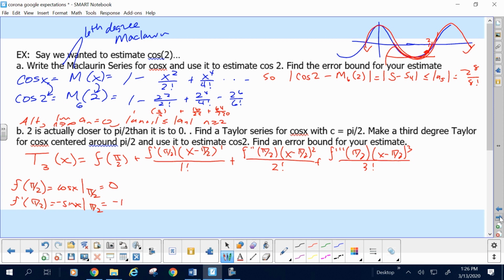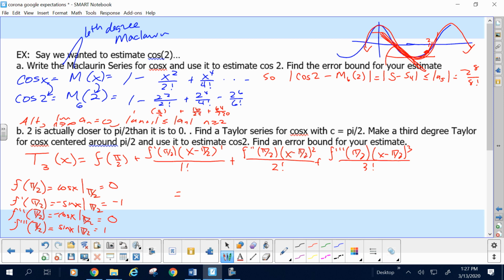Oh, I drew this picture badly. Isn't pi over 2 here? Dummy on this. Sorry, you get the idea. Negative 1 slope, right on. All right, f double prime. What's f double prime? Negative cosine. And what's f double prime at pi over 2? 0. And let's do one more. f triple prime is positive sine at pi over 2, which is 1. Now, we're only going to put in the ones that are not 0.